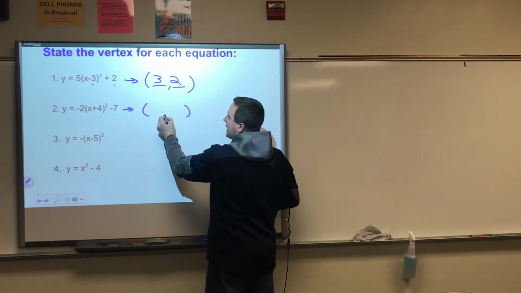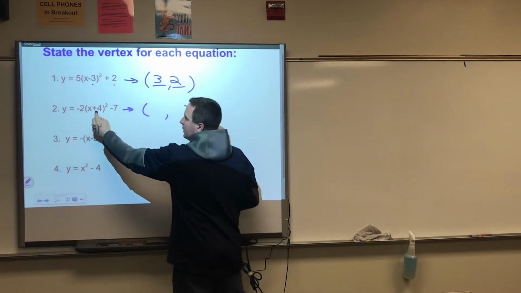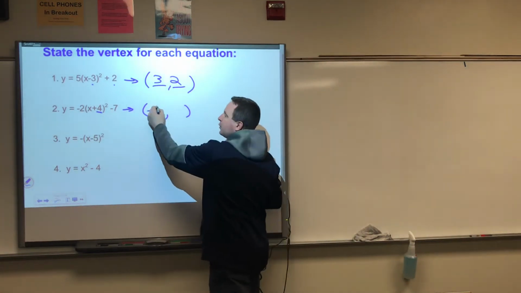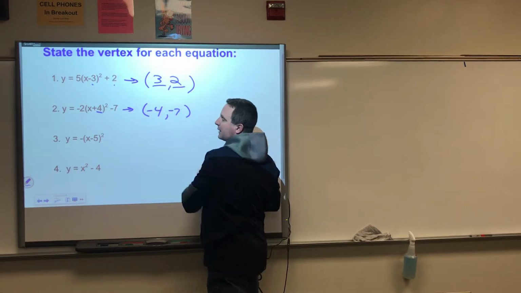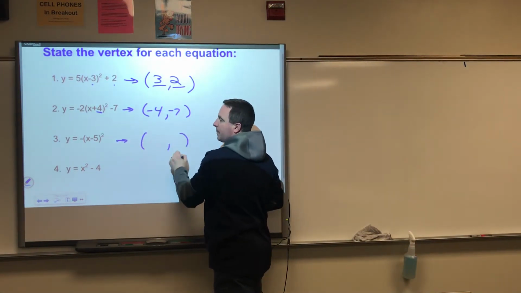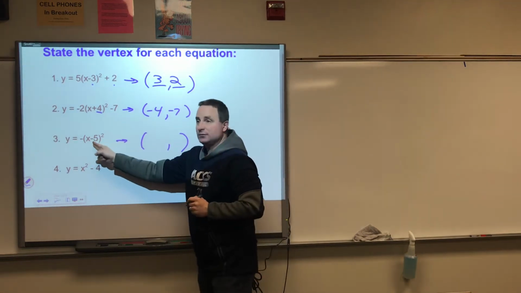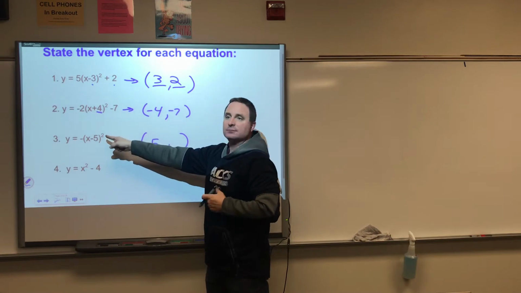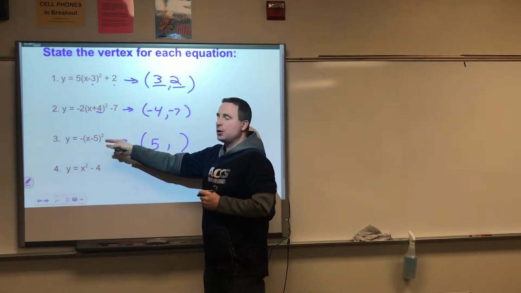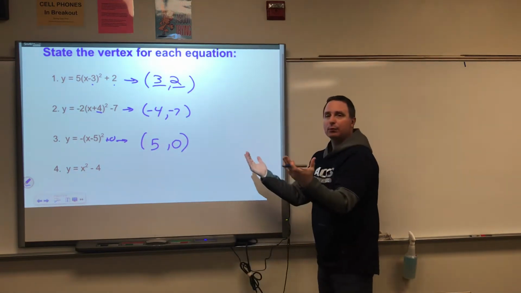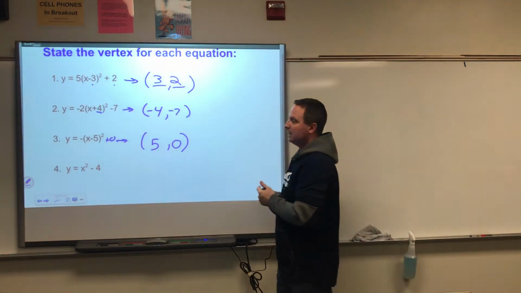This one also has an h and a k. There's this h, it's plus 4, but it's the opposite. So we're going to go negative 4, negative 7. If you look carefully at this one, it has an h, x minus 5, so it's going to go right 5, but there's no k out there. And we know from a few minutes ago, if there's no k out there, technically it's plus 0. So it's at 5, 0. That one's just going right 5, up 0.